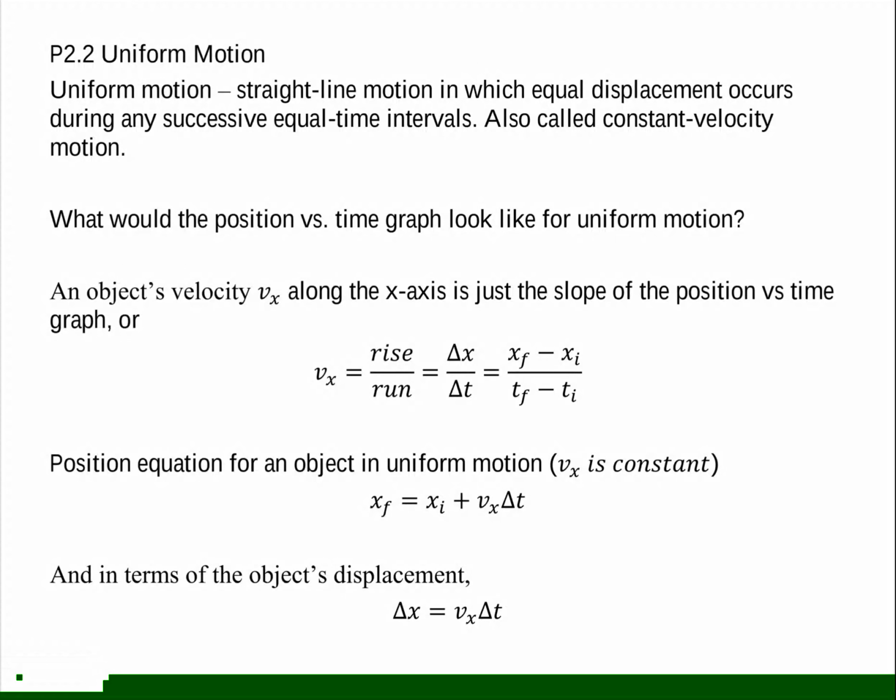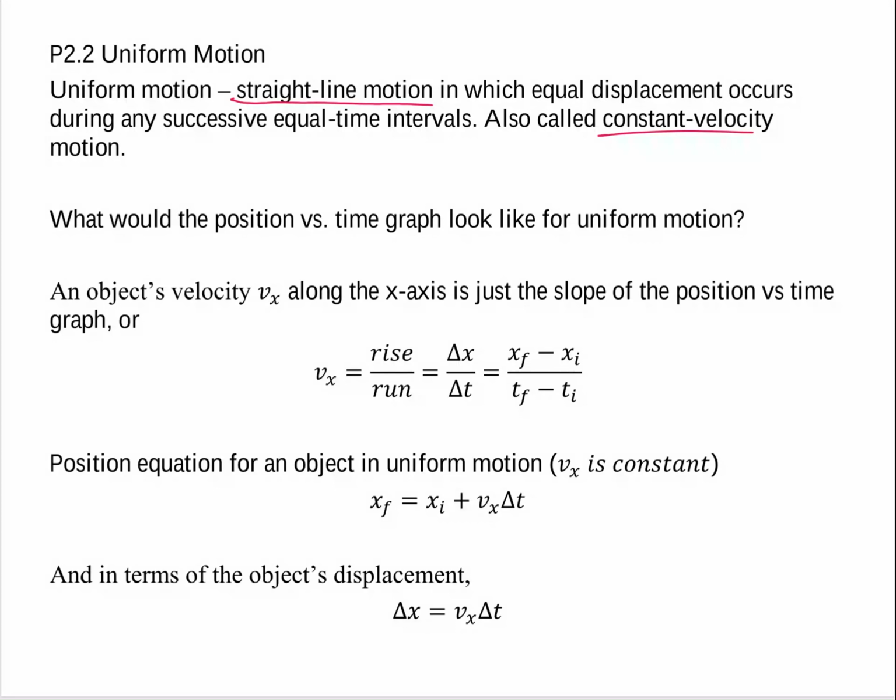Now section 2, we're talking about uniform motion, and we saw uniform motion in the last chapter. We talked about it a little bit. That means we have constant speed, basically, okay? Anytime we have uniform something, it just means something is constant. So in this case, uniform motion, we have constant speed, and we're doing it in one dimension, so that means we have straight line motion, since we're doing it in one dimension. Straight line motion, in which equal displacement occurs during any successive equal time intervals. If we have equal displacement in equal time, that just means we have constant velocity. Okay? So anytime you see uniform motion, it just means constant velocity.